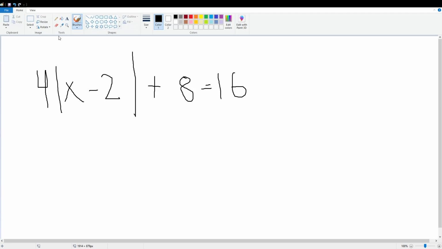Okay, so hello guys. Today we're going to be solving some absolute value equations. You may have been able to graph absolute value equations and maybe find the output there and try to see what x's fit in with that output. But today we're going to be doing this method algebraically.